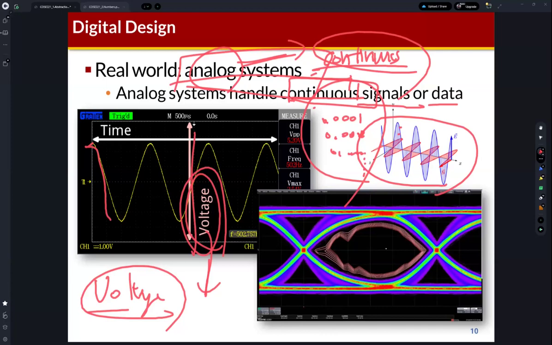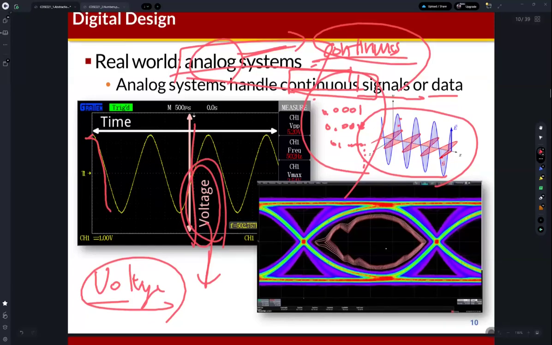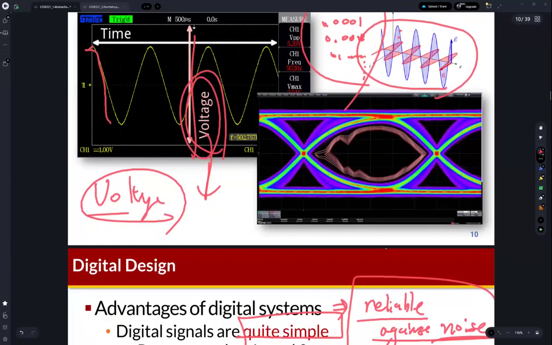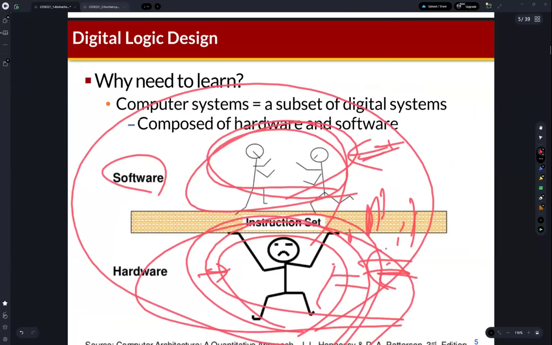The concept of the digital signal is somewhat opposite of the analog signal. It means the signal value is discrete. Discrete means that it's not continuous, right? So a digital signal has only two values, 0 and 1, right? So it's very easy.